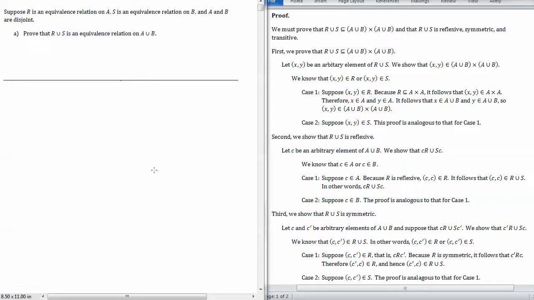Suppose R is an equivalence relation on a set A, S is an equivalence relation on a set B, and A and B are disjoint sets. We want to prove that R union S is an equivalence relation on A union B.